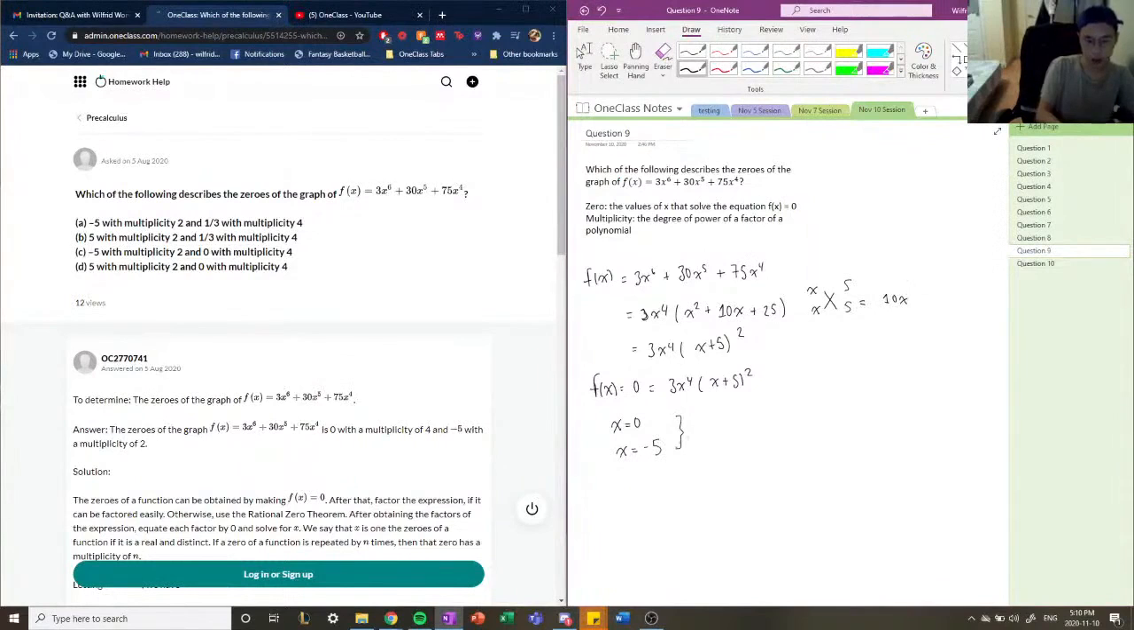Cool. So now we have found our zeros. All right. Finally, we want to talk about the multiplicity of these two factors. So for our first zero, which is x equals 0, what's the multiplicity of that? Well, we see that this factor is multiplied 4 times, so x equals 0 has multiplicity of 4. We can see that this first factor has the degree of power of 4. And what about our second solution, x equals negative 5? We can see that this factor has a degree of power of 2, so x equals negative 5 has multiplicity of 2.